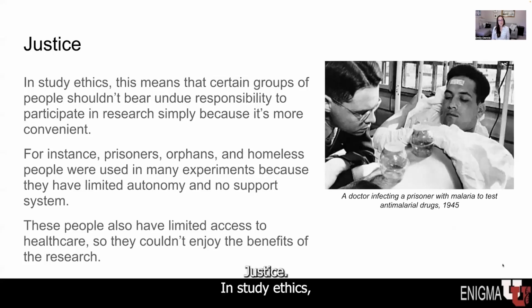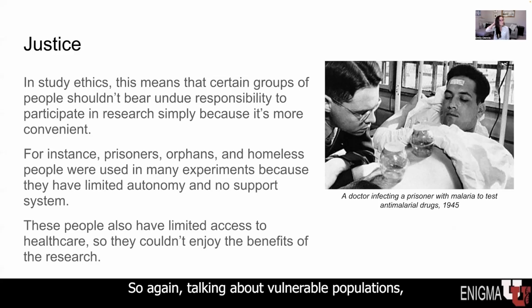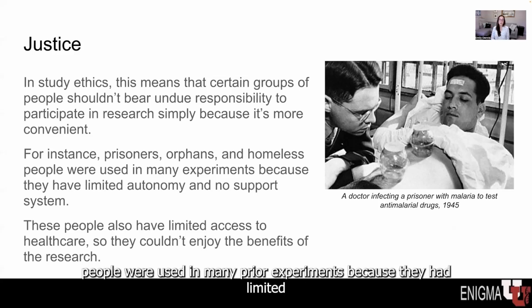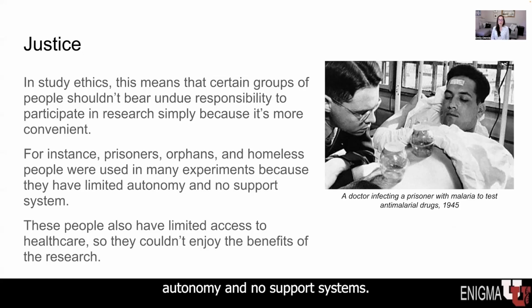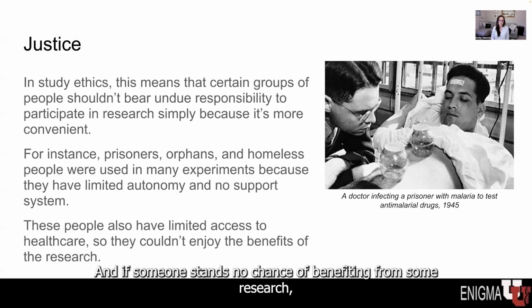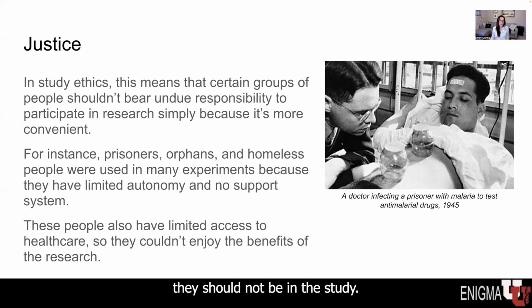Justice. In study ethics, this means that certain groups of people shouldn't bear undue responsibility to participate in research simply because it's more convenient. So again, talking about vulnerable populations, prisoners, orphans, and homeless people were used in many prior experiments because they had limited autonomy and no support systems. This is not respecting justice. These people also have limited access to healthcare, so they couldn't enjoy the benefits of research. So broadly what justice means is that one group of people shouldn't have to participate in studies for another group of people to benefit. We should all benefit from research. And if someone stands no chance of benefiting from some research, they should not be in the study.